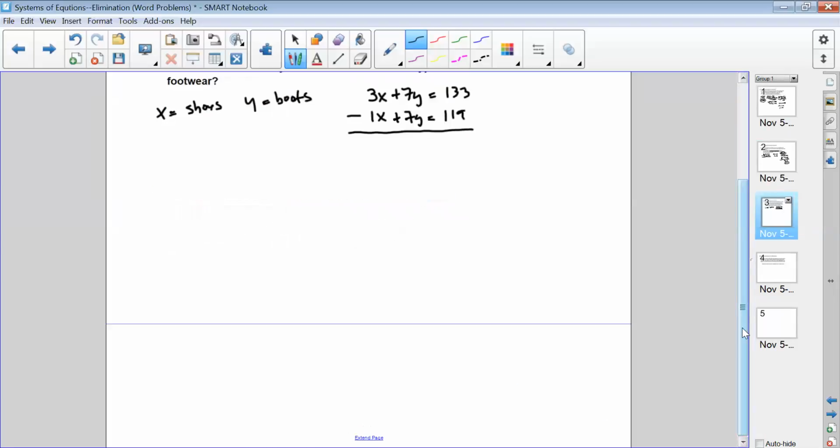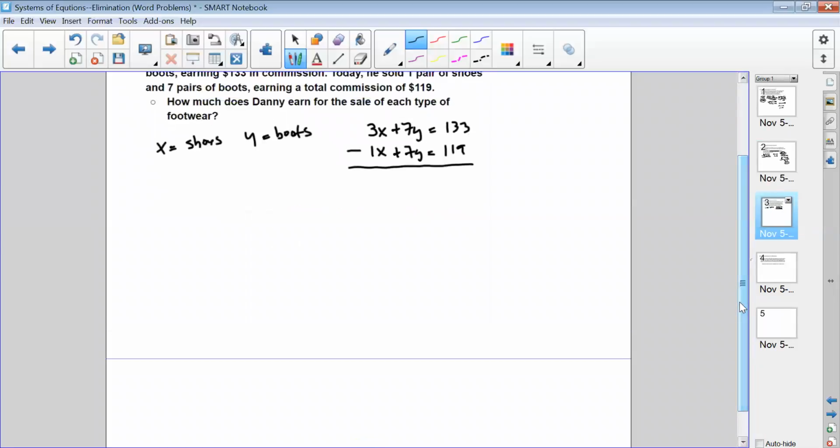So when I subtract, I get 3X minus X, I get 2X. 7Y minus 7Y disappears. And 133 minus 119 is 14. So divide by 2 and you get X equals 7. How much does Danny earn on the sale of each type of footwear? He earned $7 on his shoes, and now we're just trying to figure out how much he earns from the boots.